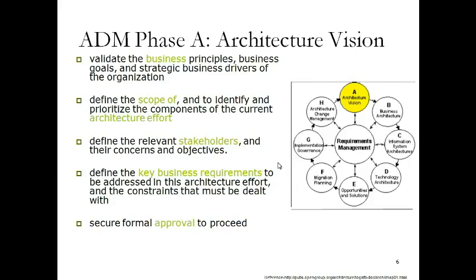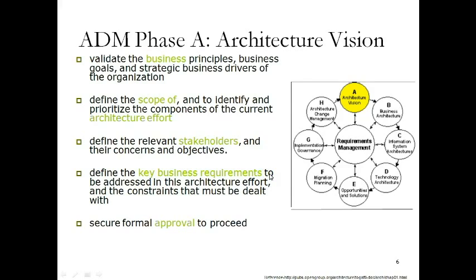Define the key business requirements to be addressed in these architectural efforts and the constraints that must be dealt with. So basically, we gather all the requirements for this iteration, and we need to know exactly what we are developing and what the requirements are. And these requirements are to be driven from the concerns and objectives of stakeholders. So concerns and objectives of stakeholders are the derivative of our key business requirements.